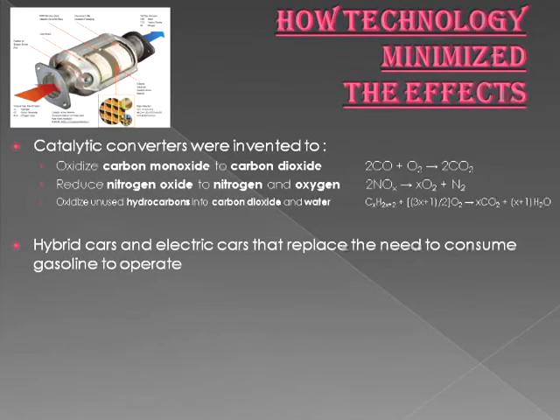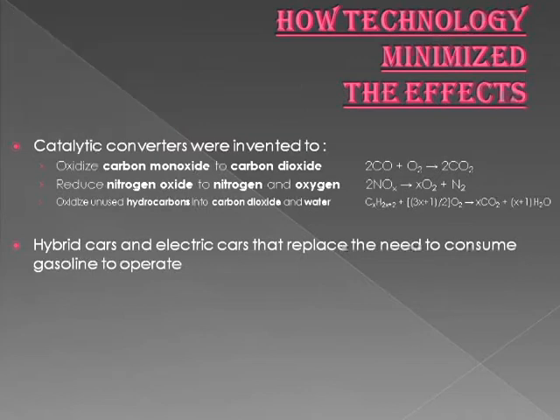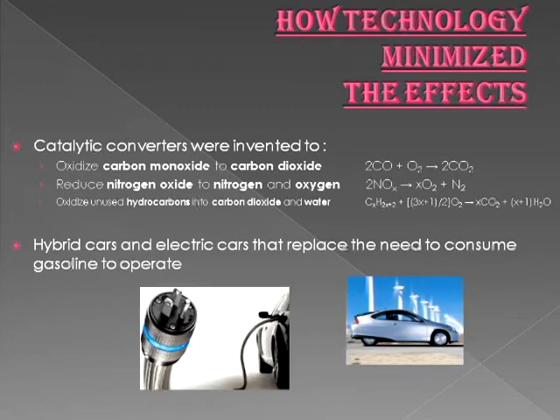A catalytic converter is a bulky device near the exhaust pipe of a vehicle. It is used to reduce negative effects caused during an incomplete combustion. The catalytic converter does three things. It oxidizes carbon monoxide to carbon dioxide, reduces nitrogen oxides to nitrogen and oxygen, and oxidizes unused hydrocarbons into carbon dioxide and water. Also, hybrid cars and electric cars have replaced the need to consume gasoline to operate.